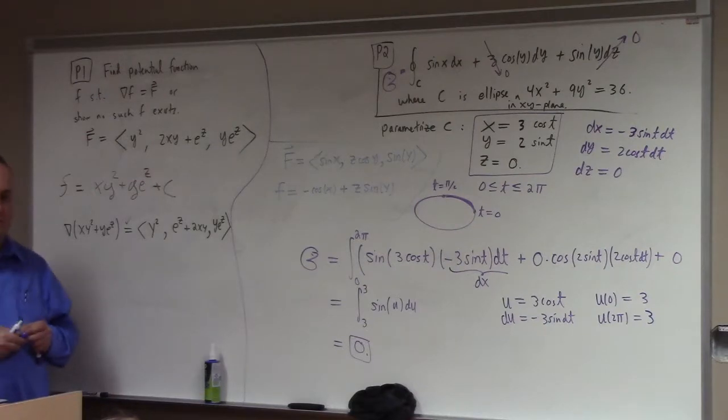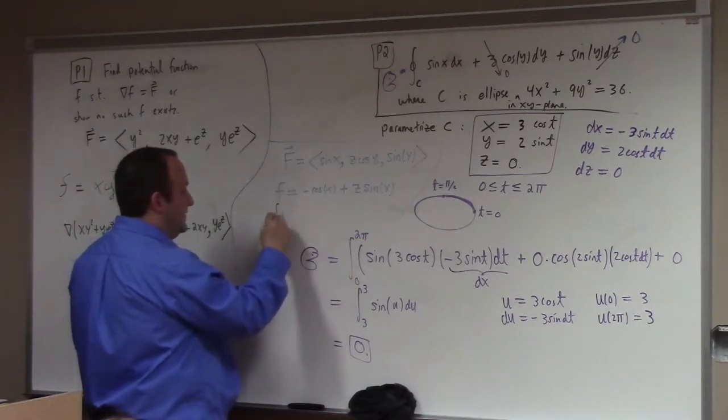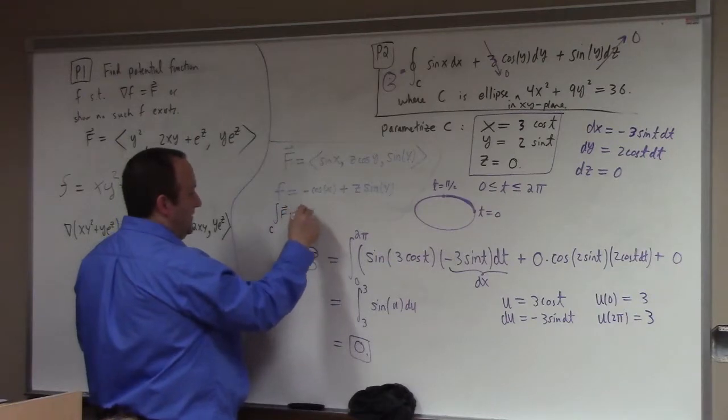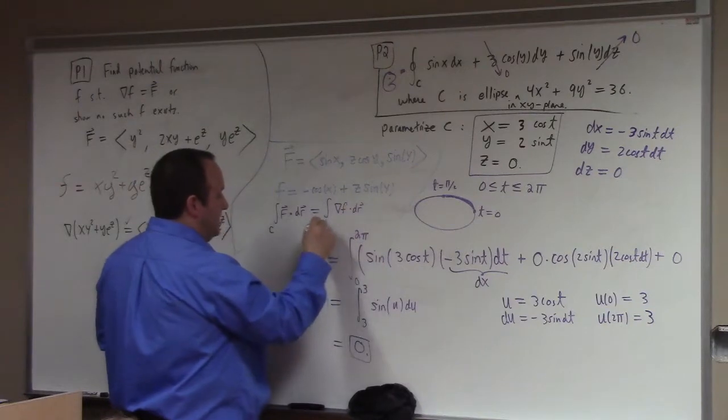See, if you had not let your belligerent instructor talk you into doing an explicit calculation, if you had been embracing that you should be looking for conservative vector fields to shortcut your work, this would have been a far more clever solution. You look at the problem, you say, aha, the vector field sine x, z cosine y, sine y, that has a potential function f. So when I look at the integral around the ellipse of F dot dr, that's really just the integral of the gradient of f around a loop. And that's 0.